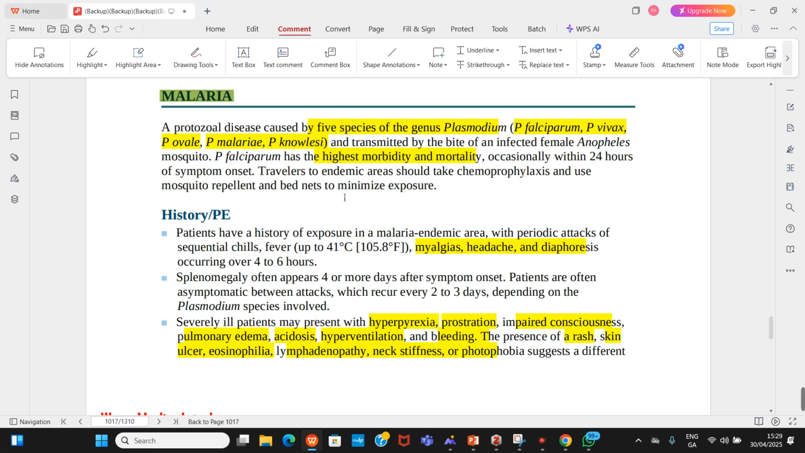So it's advisable that if you are traveling to countries where malaria is endemic, like Africa, Sub-Saharan Africa, and the likes, you must take chemoprophylaxis like atovaquone before you come.